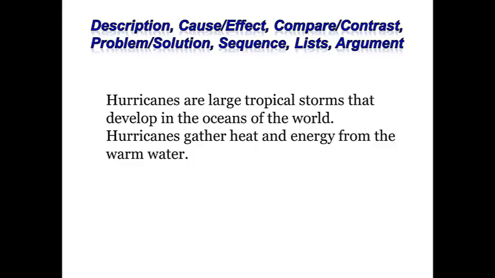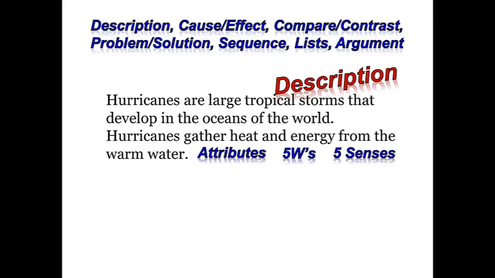Here is an example of how they are used in informational writing. In this brief passage, the author is simply describing a hurricane. Why does describing matter? Not only do students need to see this when reading, we ask students repeatedly in our performance objectives to describe, so we need to teach them how. We describe something by selected attributes, by the 5 W's, or by our 5 senses. Most informational text is descriptive.